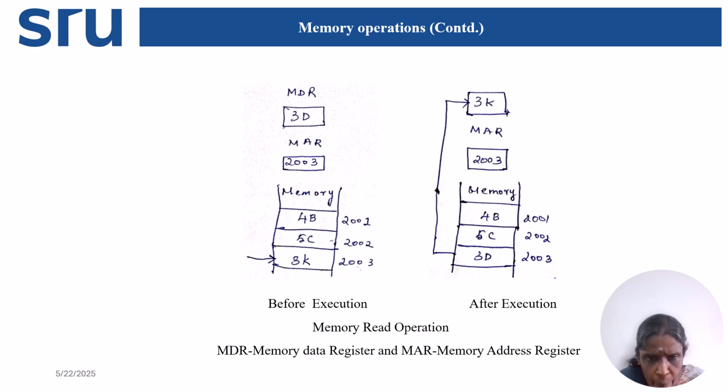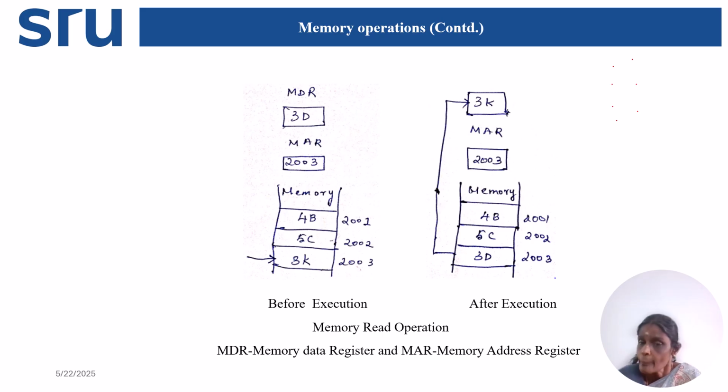So here memory, it is 2001, 2002, 2003. Already we have seen the location starts from 0, 1, 2, 3 like this. So word 0, word 1, word 2 like this. In the same way 2001, 2002, 2003. Here 4B, 5C, 3K. So it is originally available. That is before execution. Now we are going to apply the operation.